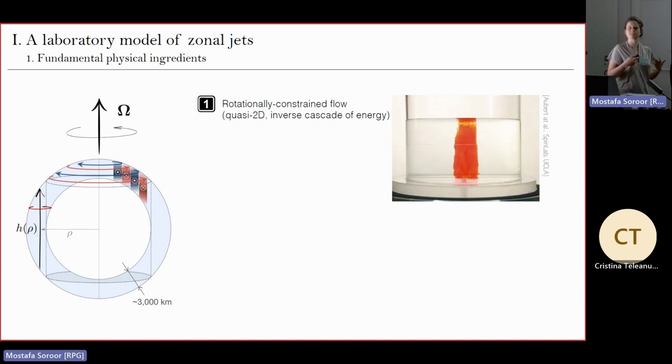So this is the so-called Taylor-Proudman theorem. Basically, everything will be almost invariant along the rotation axis. This is important because it means typically that the flow will be quasi-two-dimensional, because you could describe everything on a single horizontal slice. The flow is quasi-2D when it's constrained by rotation.